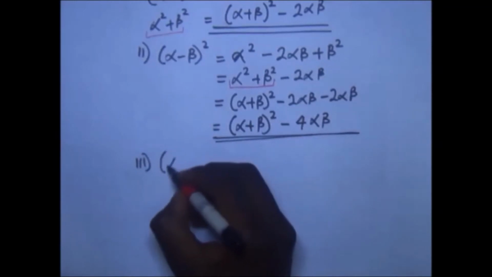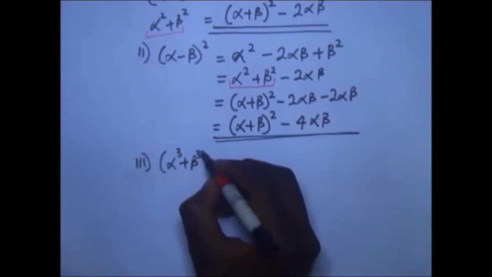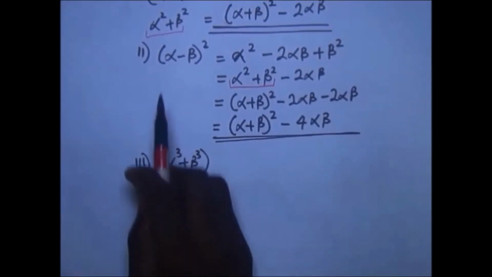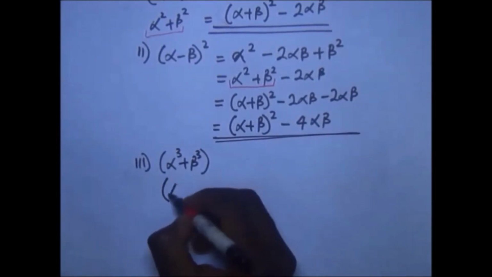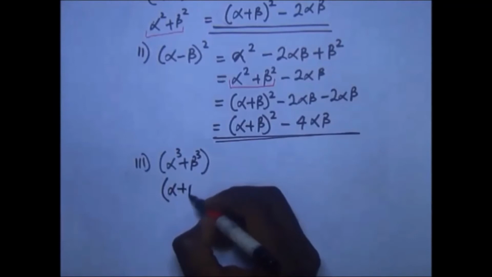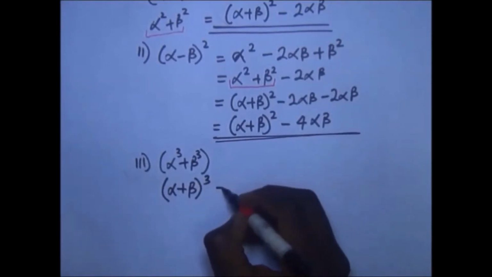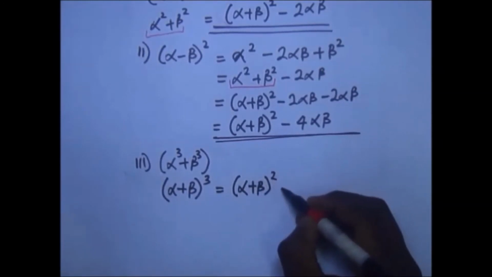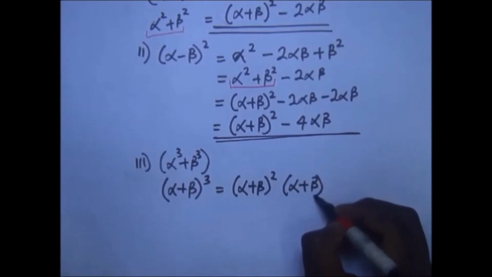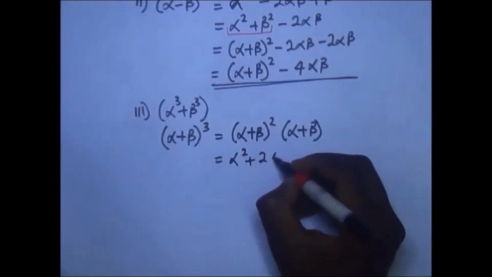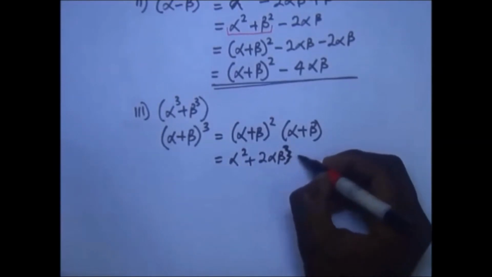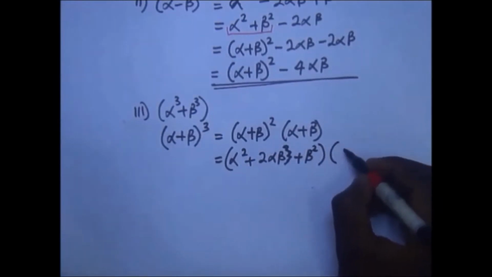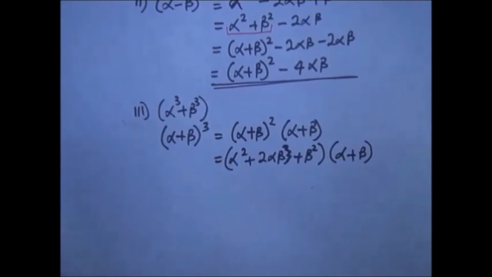Roman 3 is alpha cubed plus beta cubed. Now for alpha cubed plus beta cubed, we are going to use the same technique we used before. We shall get this expression from alpha plus beta all in brackets to the power 3. That is the same as saying alpha plus beta squared times alpha plus beta, like that, plus 2 alpha beta, or plus beta squared. All this is multiplied by alpha plus beta, like that.